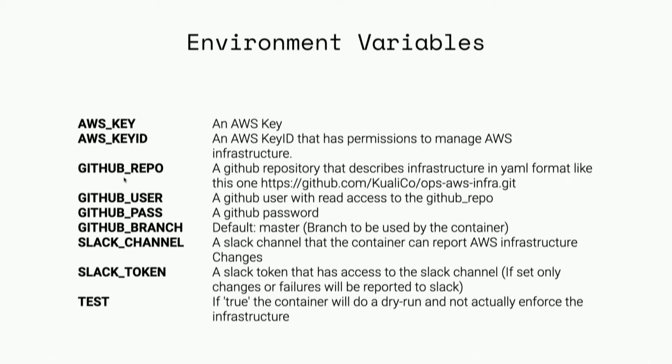And then we need to pass it a GitHub repo, to tell it where to go get the configuration externally, and that tells it what to apply. So it needs the repo, the password, the username, and the branch. And then we also allow for some Slack notifications during changes. So you can pass it a Slack channel and a Slack token, and it'll post in Slack what's happening live. And then we also have an environment variable test. If you pass test equals true, it's going to do a dry run and tell you what would change if you run this without test. And with all these things, it gives us a really good foundation for automating our infrastructure.